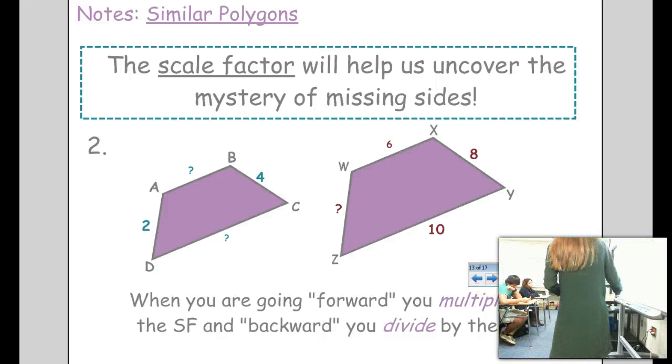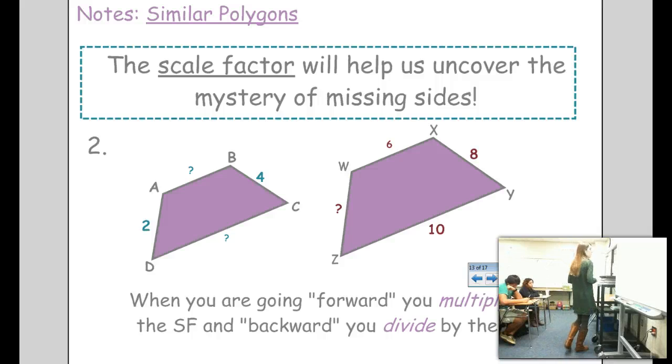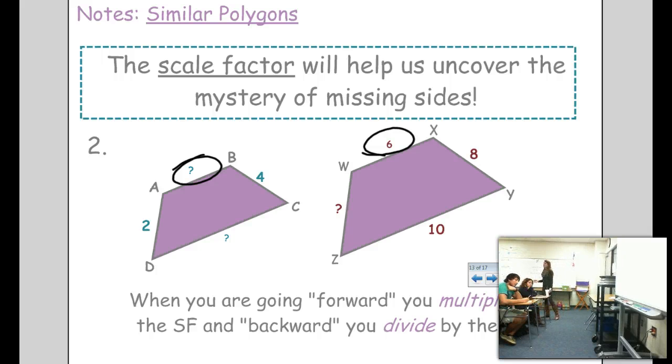Okay, the scale factor will help us uncover the mystery of the missing sides. So let's say we are missing this side. Oh no, it's gone. But we know it goes with that side. So we just need to see how much bigger that other figure is. So let's look at two sides that we do know.